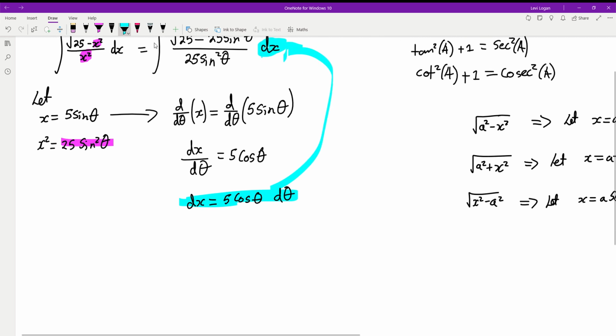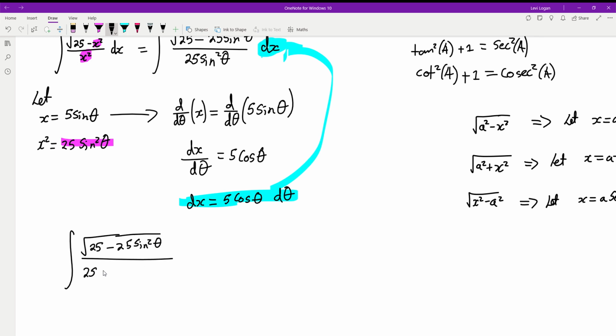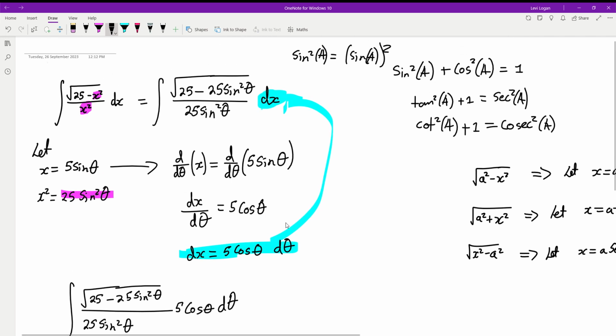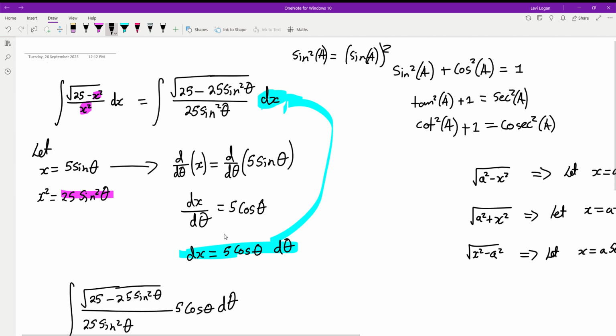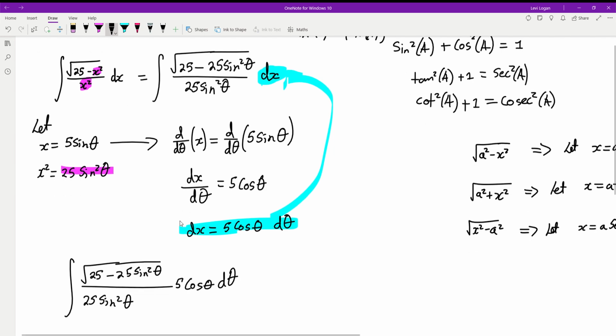So our integral now becomes the integral square root of 25 minus 25 sine squared theta, still under the square root, and now we just replace the dx with this expression here because we want our d theta and this extra term here, 5 cos theta d theta. Now I know what you're thinking, we've made it worse, we've made it so much worse, but we're going to break it down really simply very shortly.